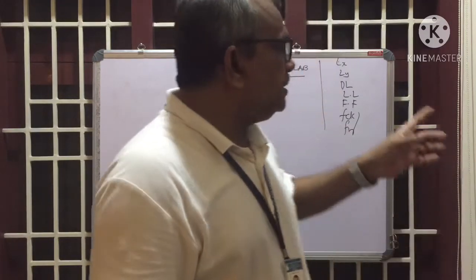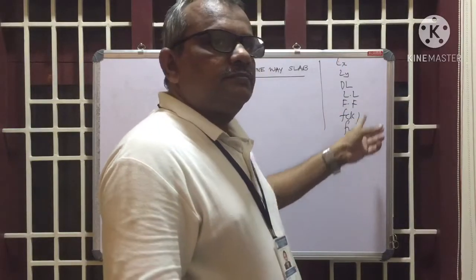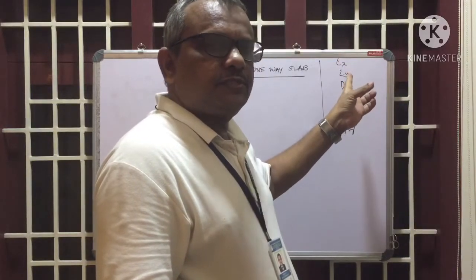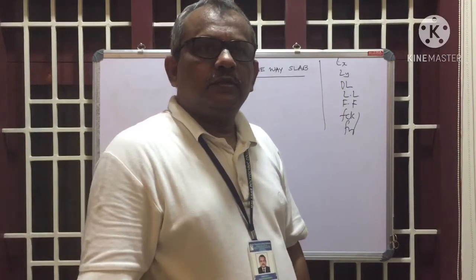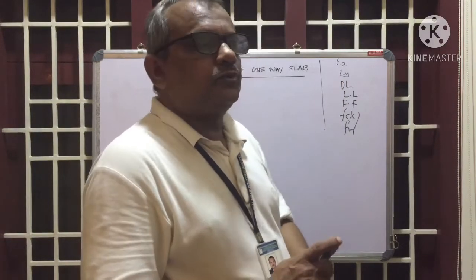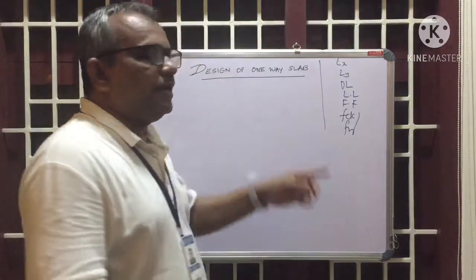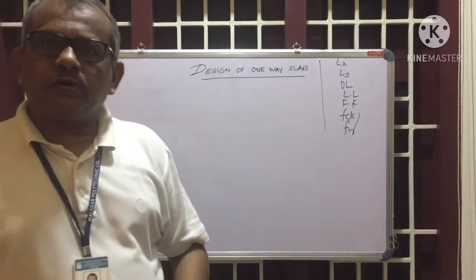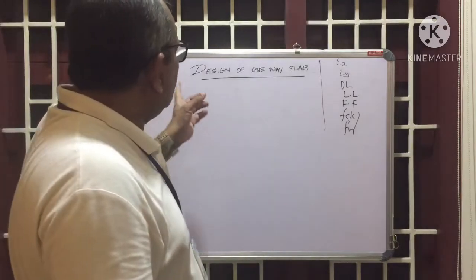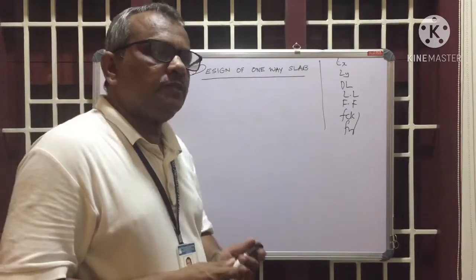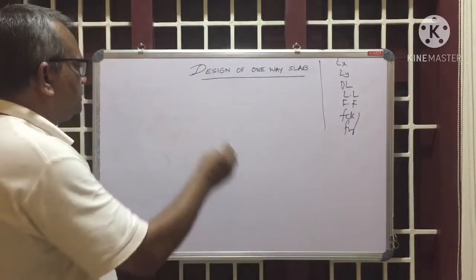So as per this data, the room size, the loads, the material properties, how to design a slab, one way or two way? Today we are discussing the design parameters of one-way slab. So what are the steps to be followed for this?